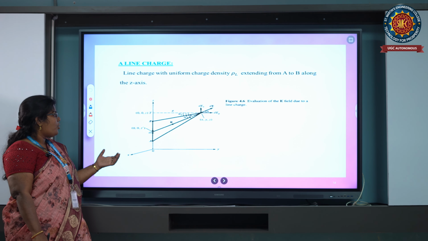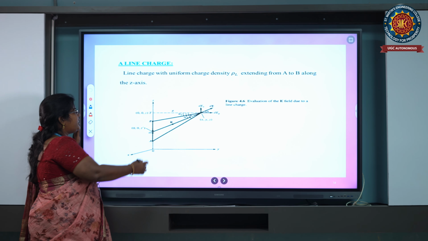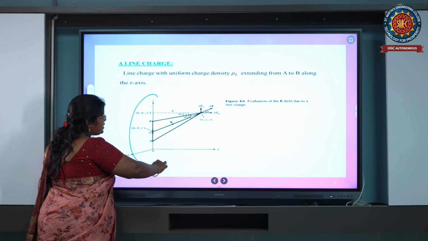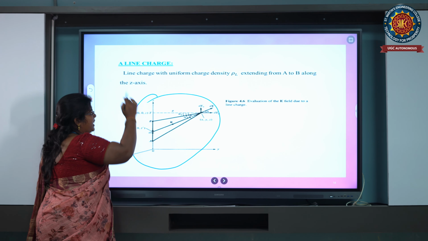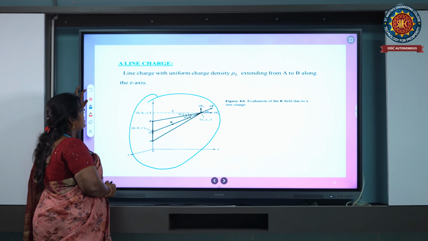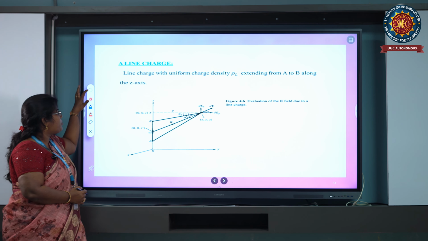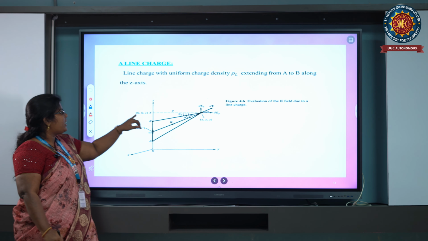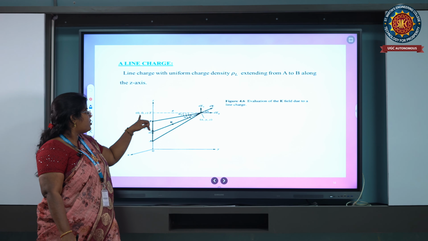Now you can see purely the line charge distribution. You can easily identify this diagram, which shows the two point distributions. These two point distributions can be identified as a line charge with a coordinate system, with the point at 0, 0, h.